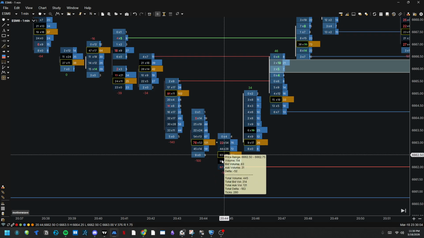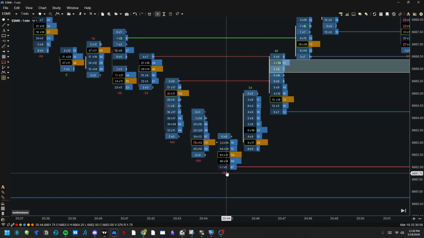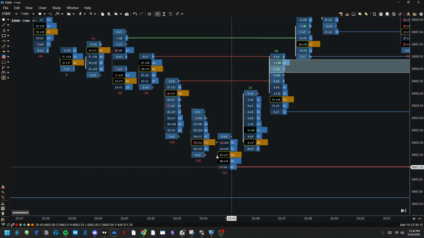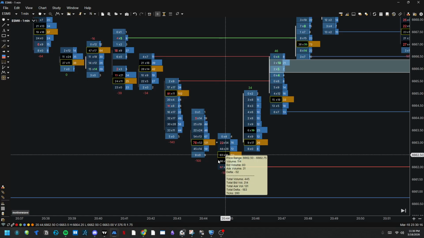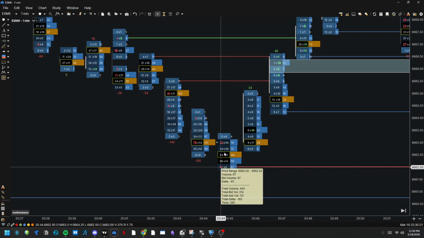So as you can see here, like I said, these numbers are far greater than their right side counterparts. So you see all of this aggression, right? You can have your footprint shade in based on the volume. And as you can see here, we transacted the most volume at this low, with the POC.